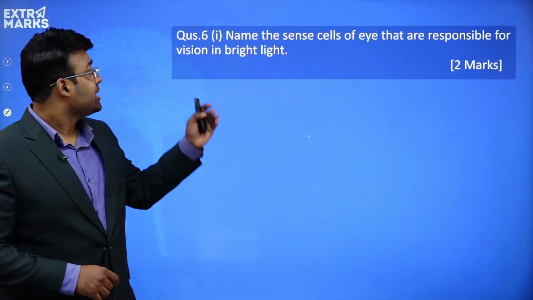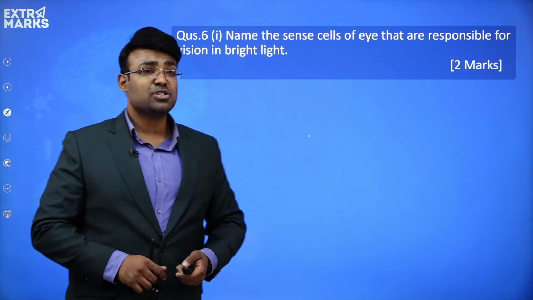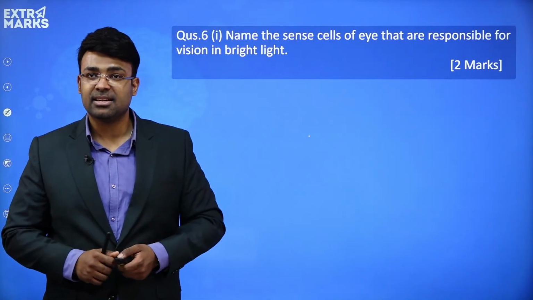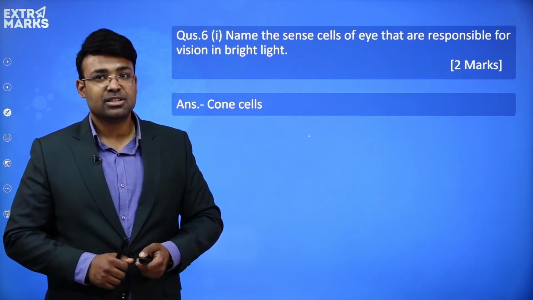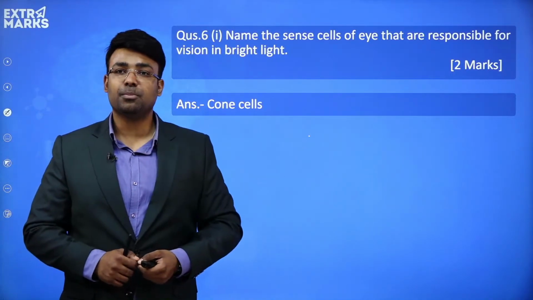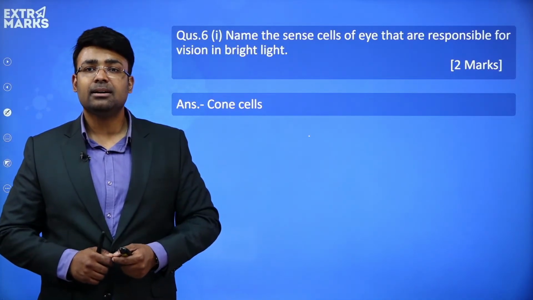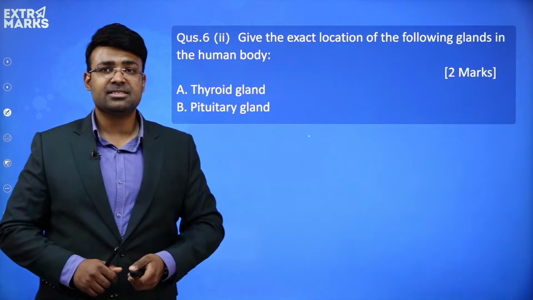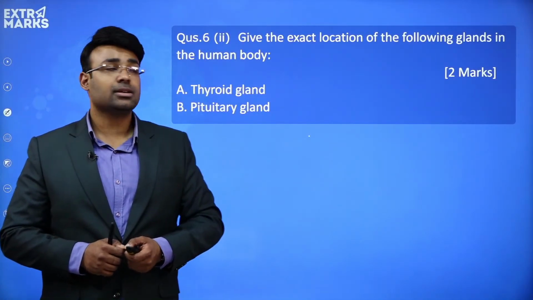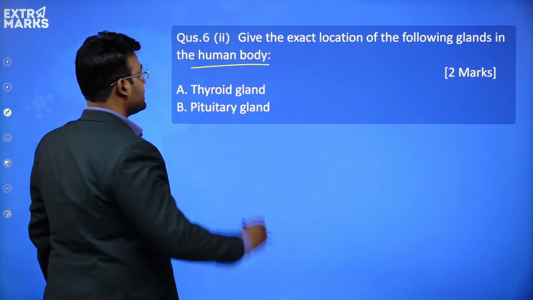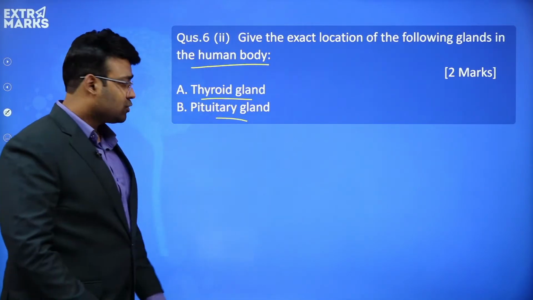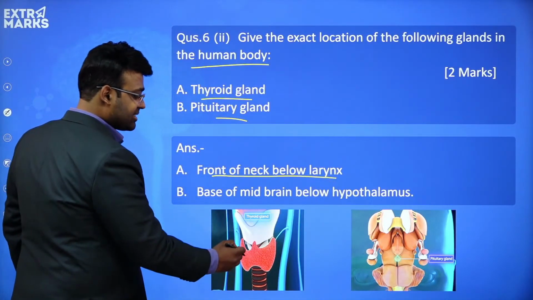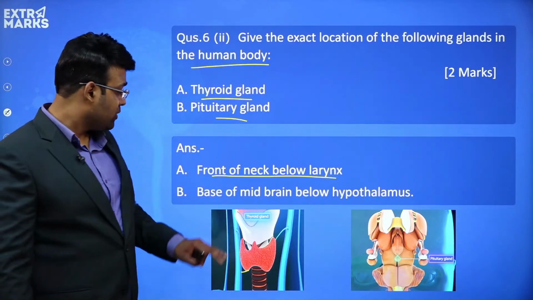Okay. Now, name the sense cells of the eye that are responsible for vision in bright light. Yes, we all know that cone cells are responsible for this. So cone cells are responsible for maintaining vision in bright light. Clear? And give the exact location of the following glands. The next question is there, everyone, the 6th. So exact location, they are asking, thyroid gland and pituitary gland. So here you can see the thyroid gland. It is located in the front of the neck below the larynx. So below the larynx, you will find the thyroid gland.